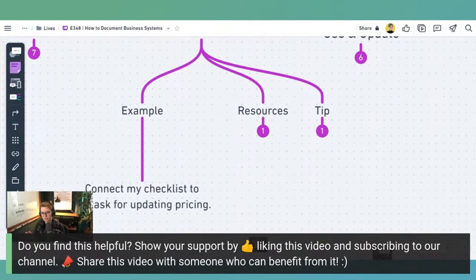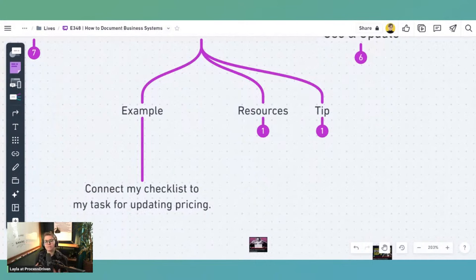The first example I have here is just continuing with that pricing example. I might create a checklist for the things I need to do to update pricing, and I might connect that to my task. If I'm using ClickUp or Smart Suite, I might just add that right to the record that says change prices. If I'm using a sticky note, I might just put the checklist on the back. That simple. I might just take a picture with my phone and say, here's the steps I need to do. And then my task in ClickUp just says, check the picture on your phone. Doesn't matter how I connect them, as long as they're connected.